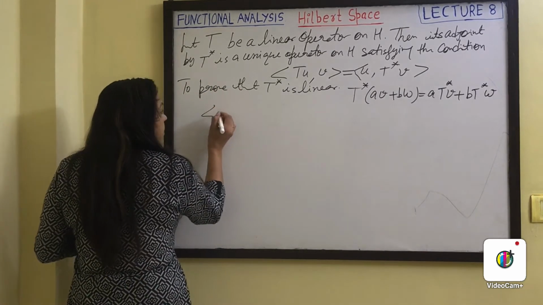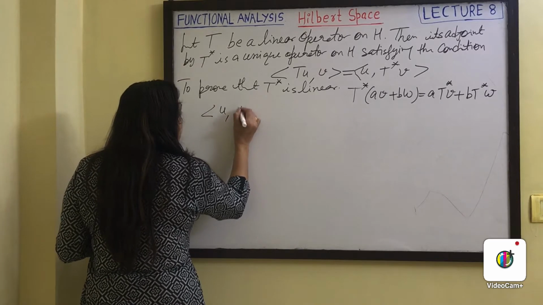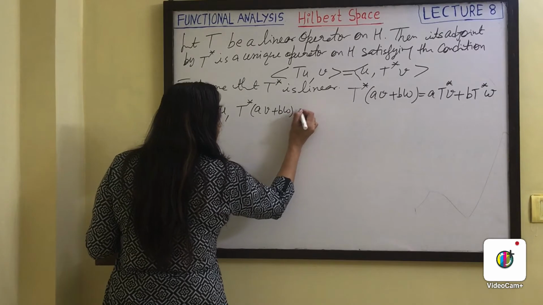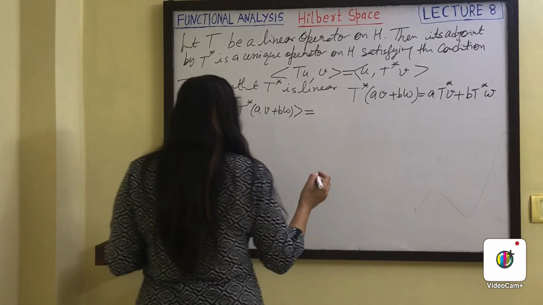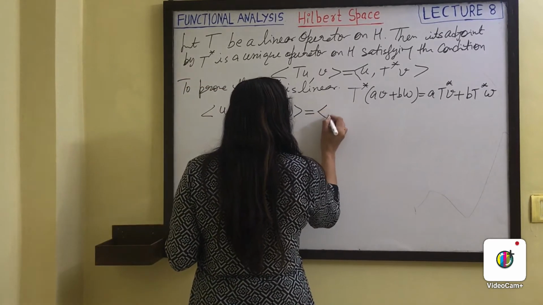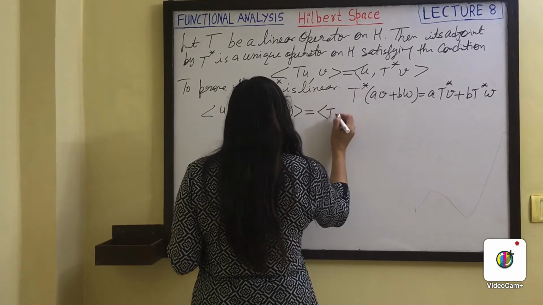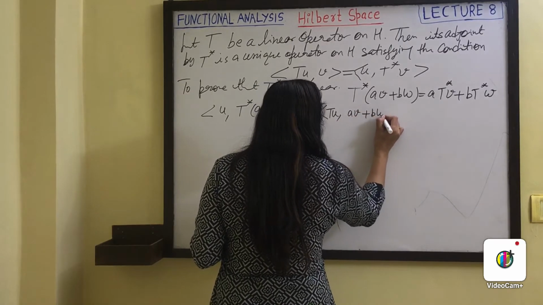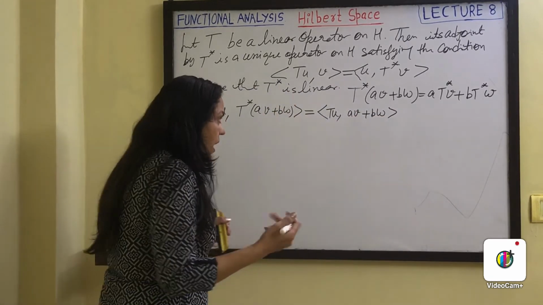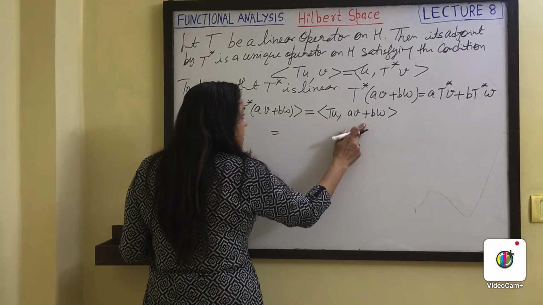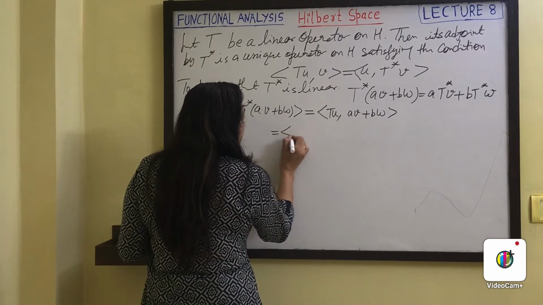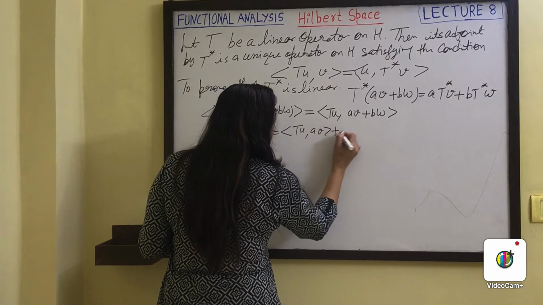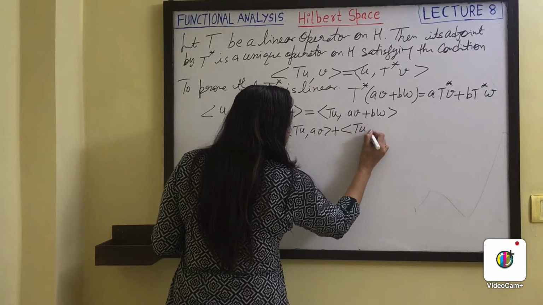Let's start from here. It's inner product of u comma T star of a v plus b w, is equal to, it can be written as, according to this definition, inner product of T u comma a v plus b w. Okay, and now from here, using the distributive property, it can be written as inner product of T u comma a v plus inner product of T u comma b w.